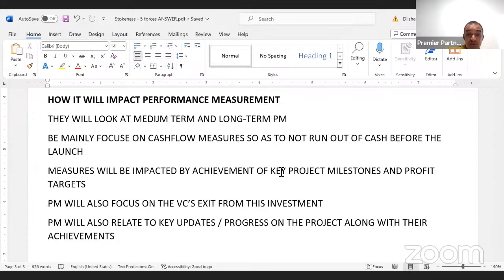Performance measures will also focus on the venture capitalists' exit from this investment. Now, I will have a target to get rid of this investment after a number of years. You will also know, okay, this fellow is trying to get out, so I need to make sufficient return and keep it ready, because the company has to have a value for me to sell it at a higher price than what I invested in. So my exit strategy will also impact your performance measures. And performance measures will also relate to key updates, progression of the project, along with their achievements. So in all these areas, venture capitalists will have an impact on your performance measures.